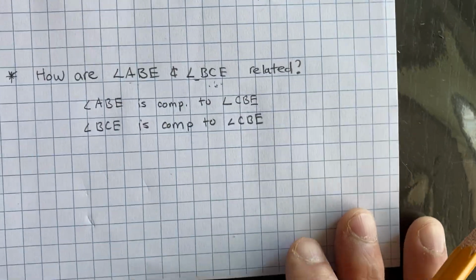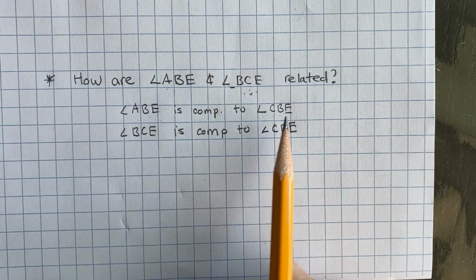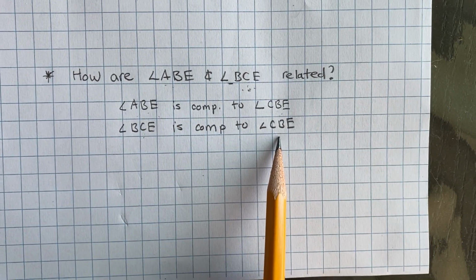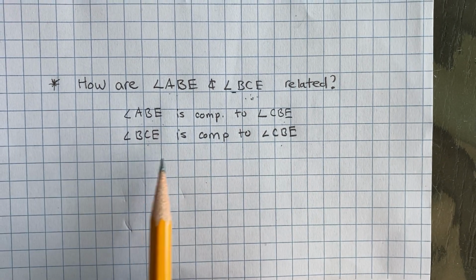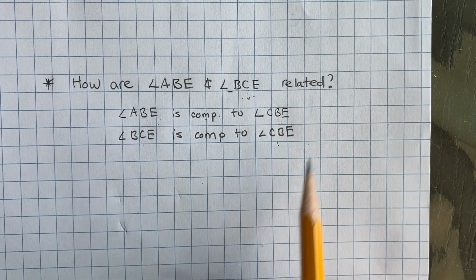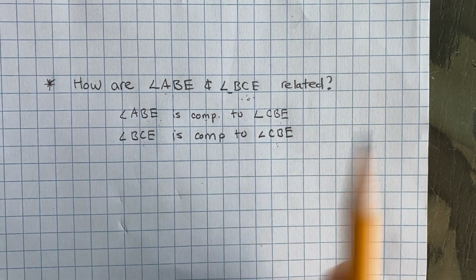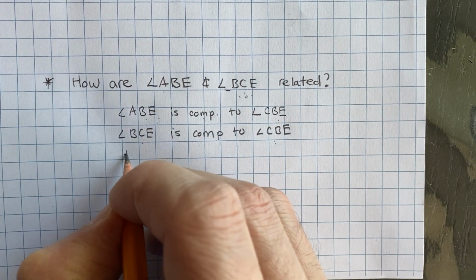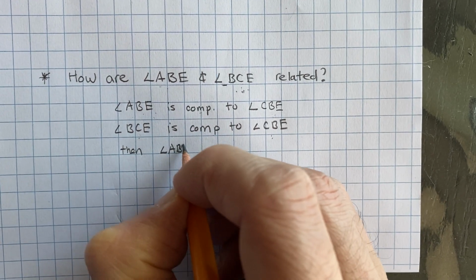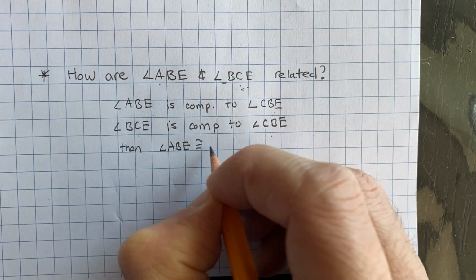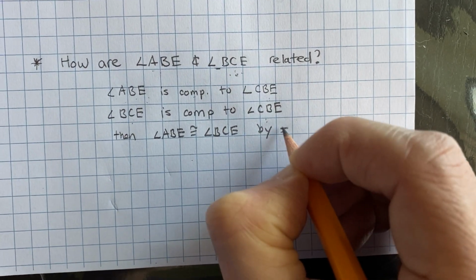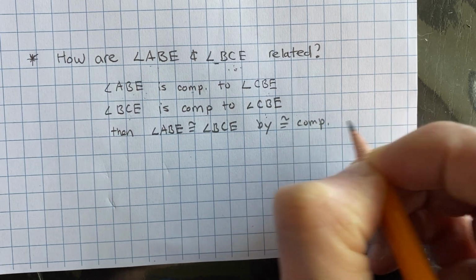Okay, now take a look at these two statements. ABE is complementary to CBE. BCE is complementary to CBE. Well, there's a theorem that states if two angles are complementary to the same angle, it's called the congruent complement theorem, then they're congruent. Conclusion: angle ABE is congruent to angle BCE by the congruent complement theorem.